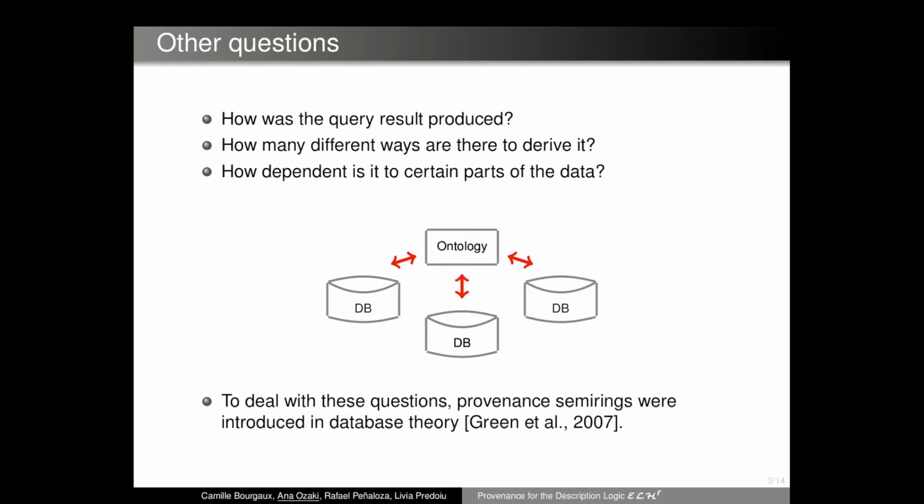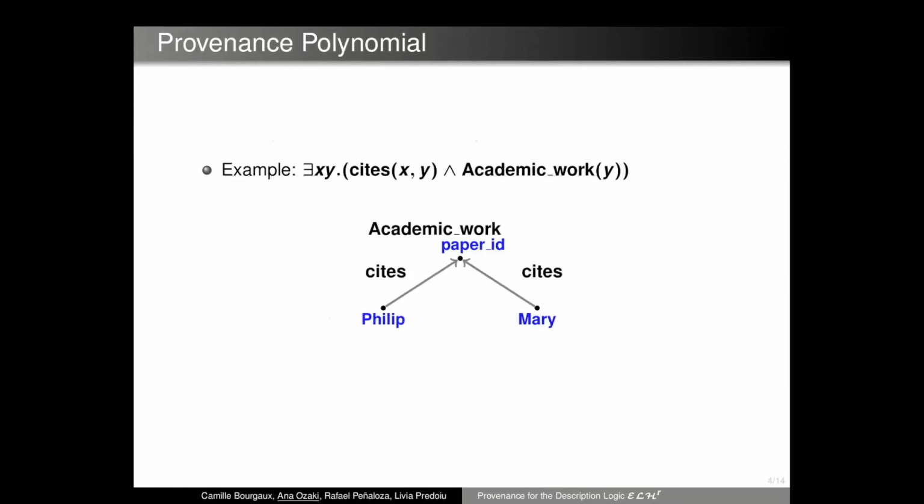And in order to deal with these questions, provenance semirings were introduced in database theory, and they provide a way of representing how and which parts of the data were used. It's nicer to understand this notion with an example.